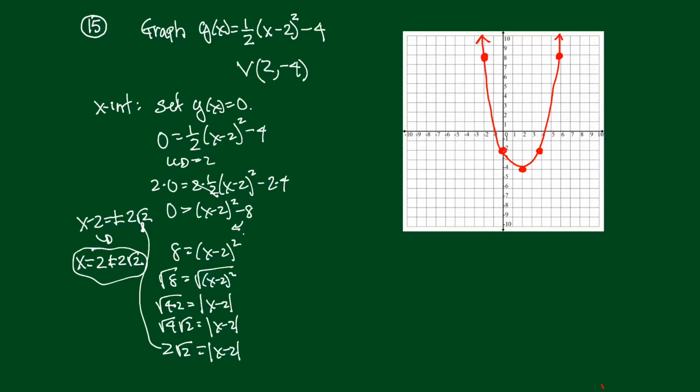And what about the y-intercept? To get the y-intercept, I'm going to set x equal to 0. And I'll put that 0 right back in here. So we are going to get g of x, or y, is 1/2 of what? (0 minus 2) squared minus 4. This is 1/2 of, now negative 2 squared is 4, and then minus 4. Half of 4 is 2 minus 4, so we're at negative 2.